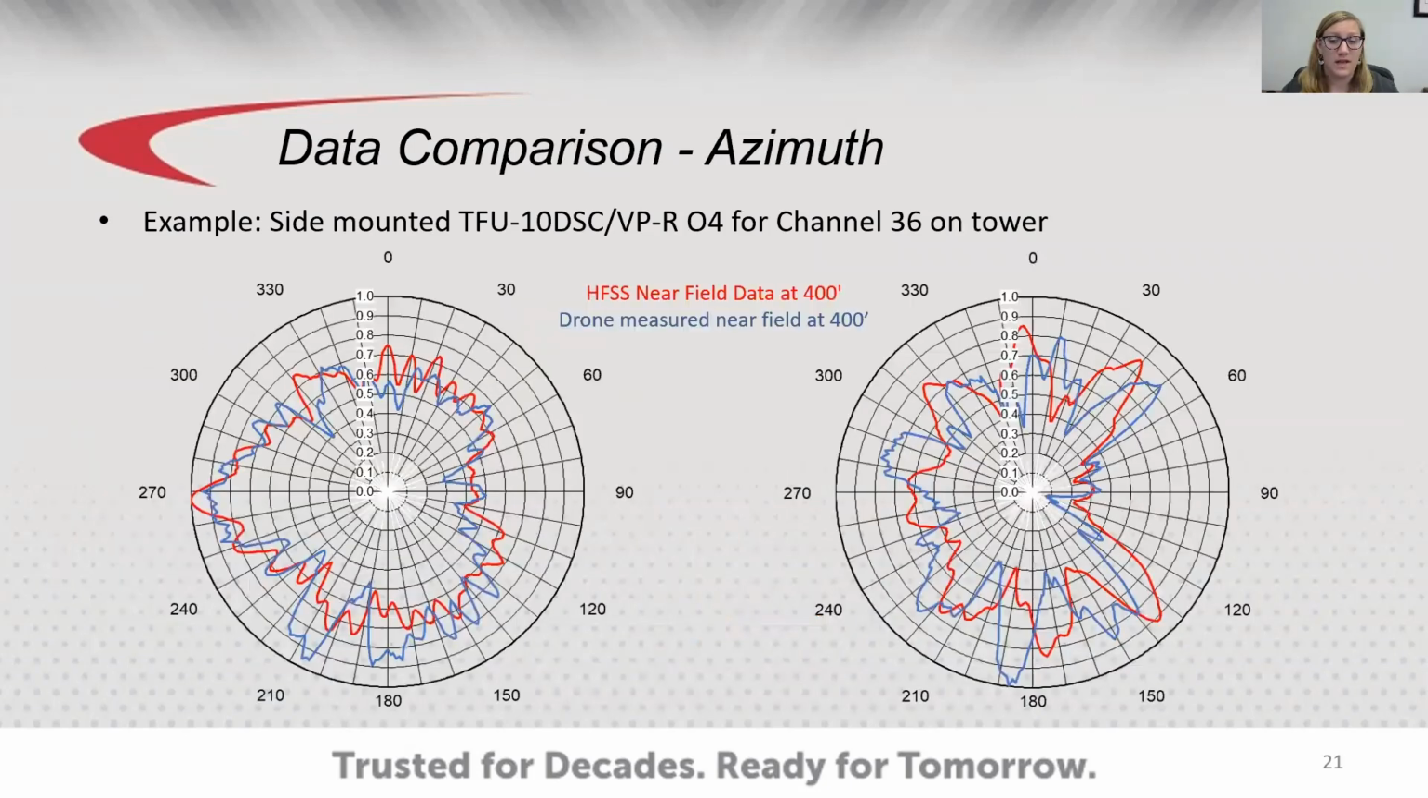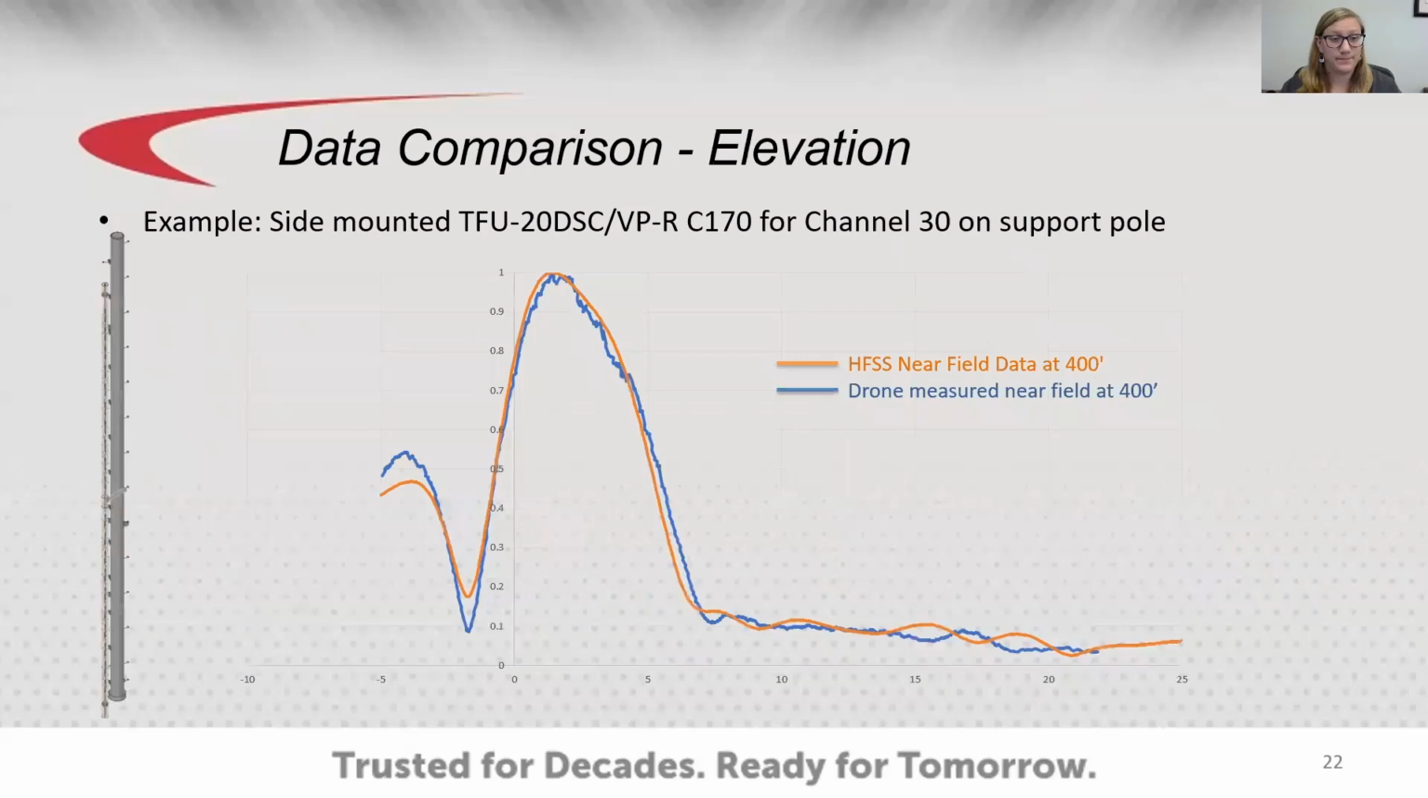Here we have the azimuth pattern comparison for the same 10-layer antenna. The horizontal polarization is shown on the left, while the vertical polarization is shown on the right. In both plots, the HFSS pattern is shown in red, while the drone measured pattern is shown in blue. With a side-mounted antenna, the azimuth pattern is affected by everything in the aperture of the antenna, so the variance between the two patterns is realistic from a perfect computer modeled tower and antenna to the real world.